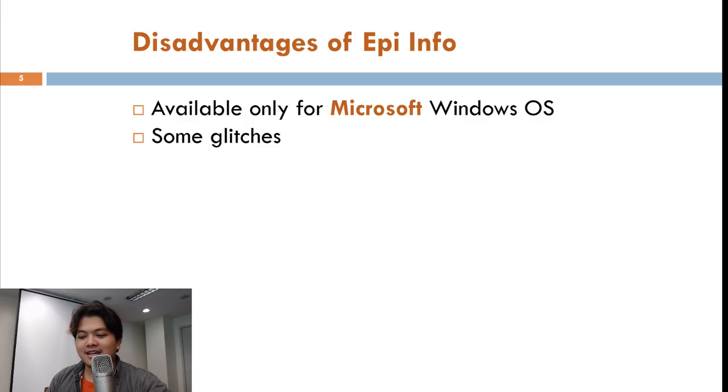And I think so far, when I asked my students to run this in the previous semesters, they were not able to encounter any glitches or bugs. So hopefully the same goes for the current version of Epi Info 7, which is 7.2.